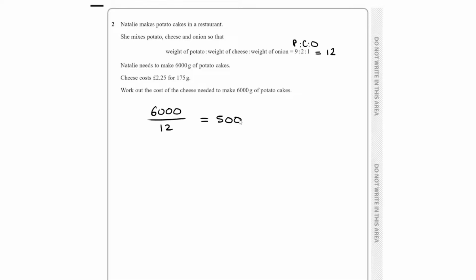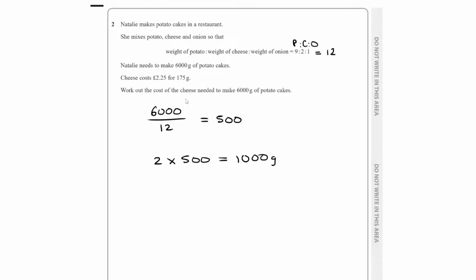So that's 500 grams per part of the ratio. Now, we're focusing on the cheese. The cheese is the middle one, which is 2 parts. So how much cheese do I need? 2 parts times 500 is 1,000. So I need 1,000 grams of cheese, or 1 kilo of cheese. Okay, I can move on from there.